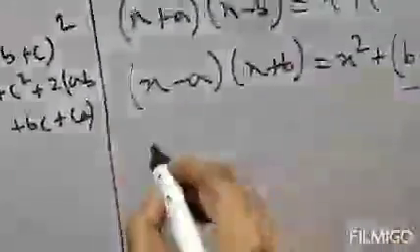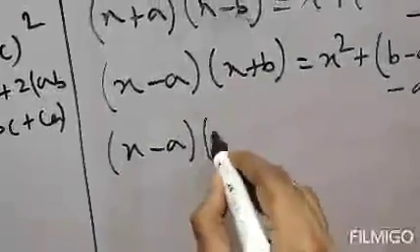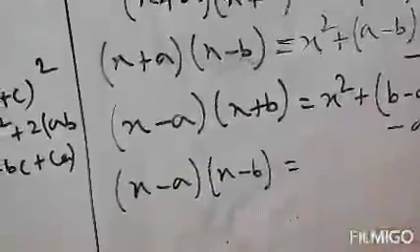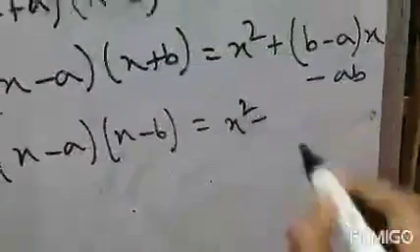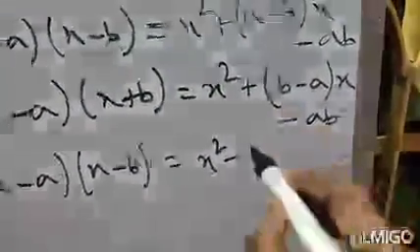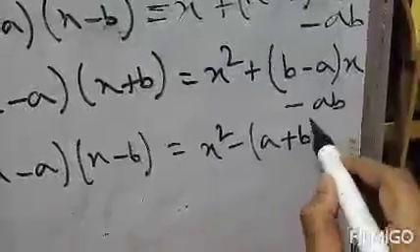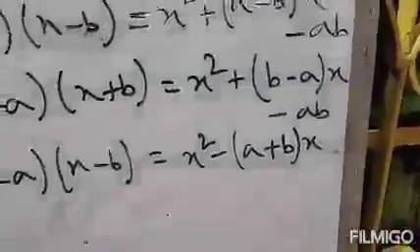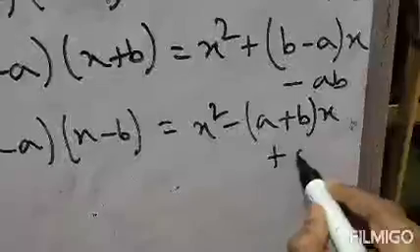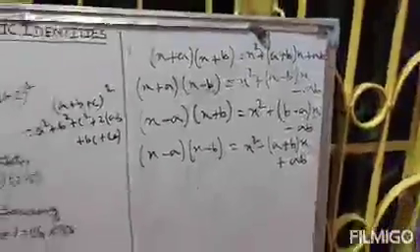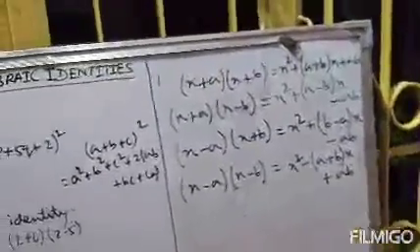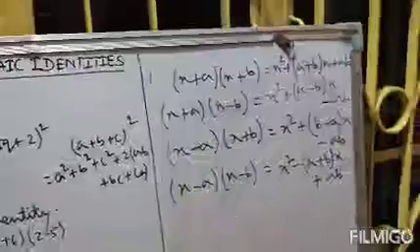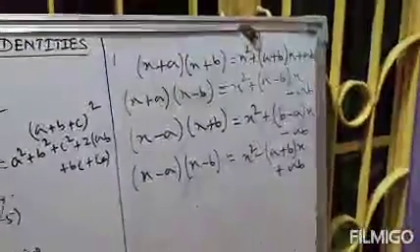If both are minus, x minus a, x minus b, then what is the identity? The identity will be x square minus (a plus b)x plus ab. So take a screenshot of these identities. Using these identities we will solve questions from worksheet 5. Clear? Take a screenshot of these identities.